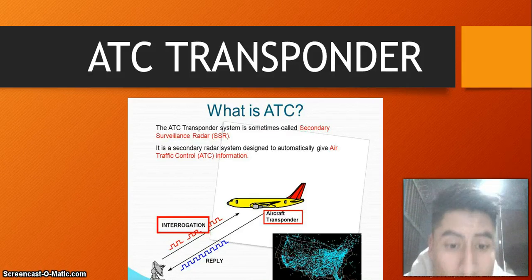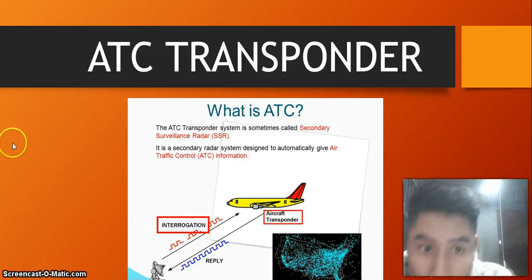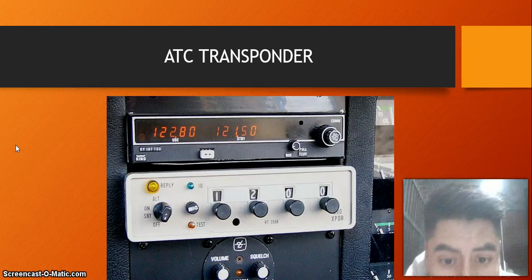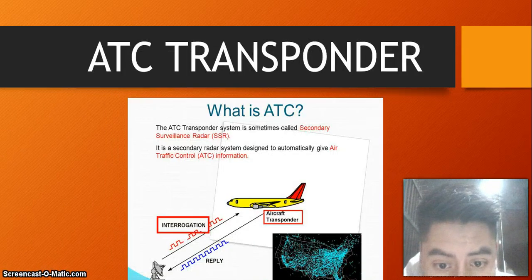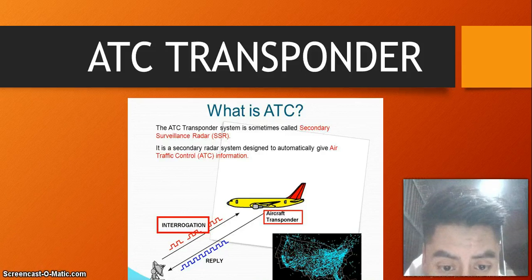Its main parameters of the system are in mode A, identification. The aircraft is asked for its identification, and immediately the transponder responds with a frequency of 1090 megahertz with its identification. And mode C, height. The figures for mode C are given in gray code.